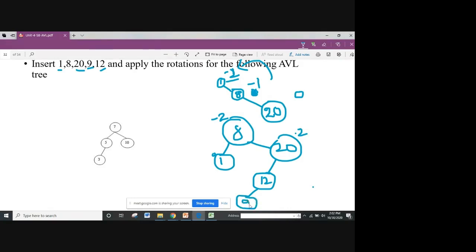Is my binary search tree condition satisfied? Yes, ma'am. Now I have to calculate the balance factor also. Tell me the balance factor of this 8. -2 only. 0. Again, this is 2 only. This is 1, 1, and this is 0. But still it is not balanced, no? So what rotation have I already done? Left rotation. So now I have to do the right rotation.